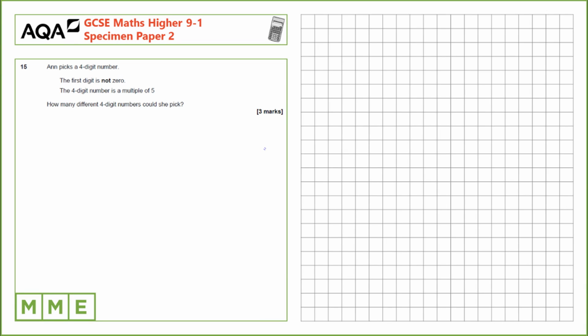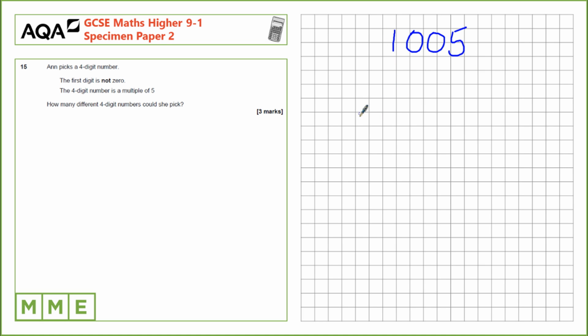Question 15. Anne picks a 4-digit number. The first digit is not 0. The 4-digit number is also a multiple of 5. How many different 4-digit numbers could she pick? For 3 marks. So for example, the number 1005 is one of these potential numbers because it's a multiple of 5, it ends in 5, and the first digit isn't 0.